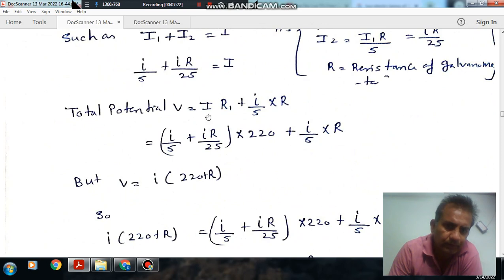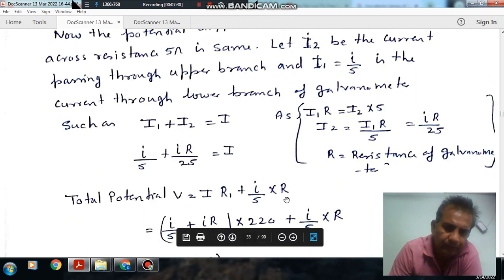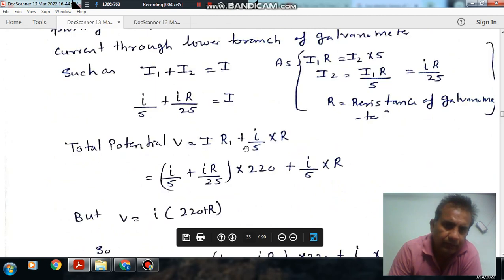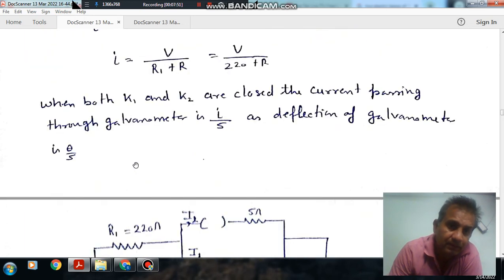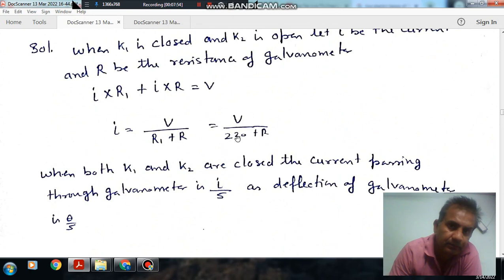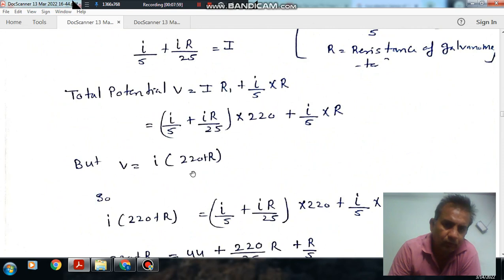So the potential drop will be I R1 plus I1 R, where I1 is equal to I by 5. So this will be I R1 plus I by 5 into R. Now the total current I is I by 5 plus I R by 25. So we can put that here, and R1 is 220. Now this is your V. The potential applied is the same as in the previous case, which was 220 plus R into I. So it will be I into 220 plus R.